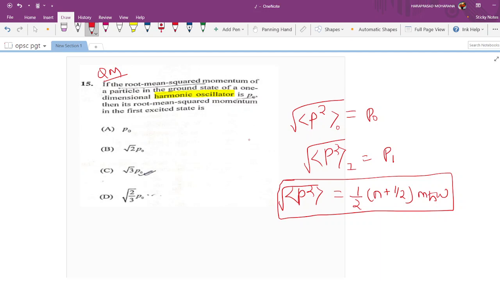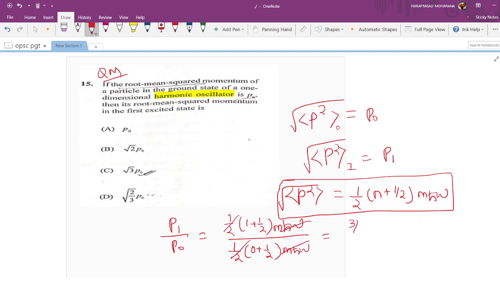We can put that in. So P1 upon P0, the ratio we will find out. The first is (1 + 1/2) m h cross omega upon (0 + 1/2) m h cross omega. Cancelling the terms, we are getting 3 by 2 upon 1 by 2. The 1 by 2, 1 by 2 get cancelled, we are getting 3. So P1 is nothing but 3 P0. Is it clear to all of you? So this is 3 P0.